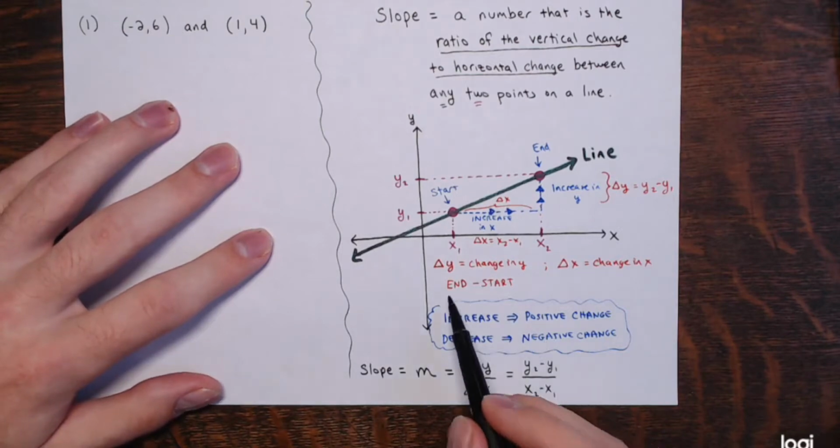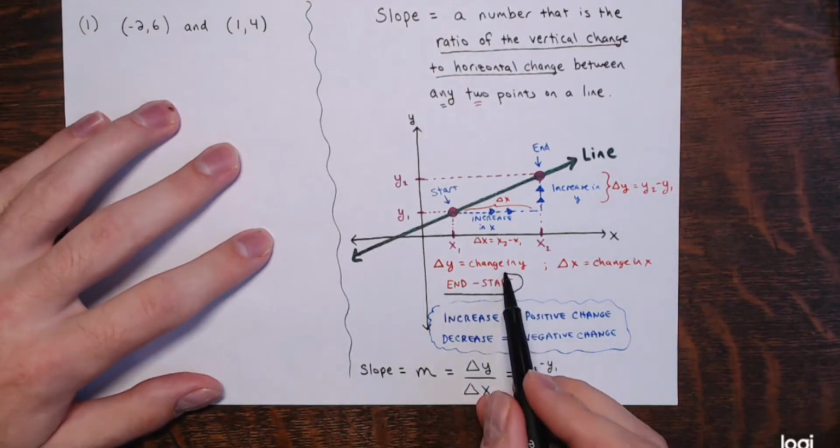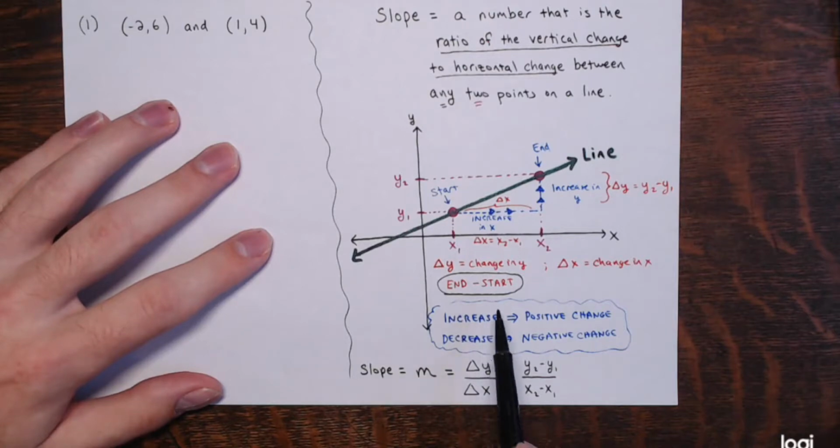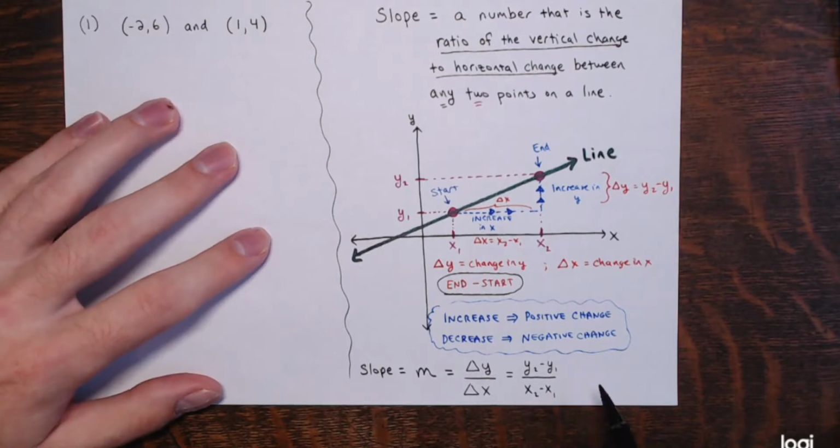And like I was saying here, these have to be taken, I know this is really cluttered, I apologize, these differences, these changes, have to be taken in the same order. So if I did y2 minus y1 in the numerator, I can't do x1 minus x2. You can't just switch the order. It's got to be the second x minus the first x in the denominator.